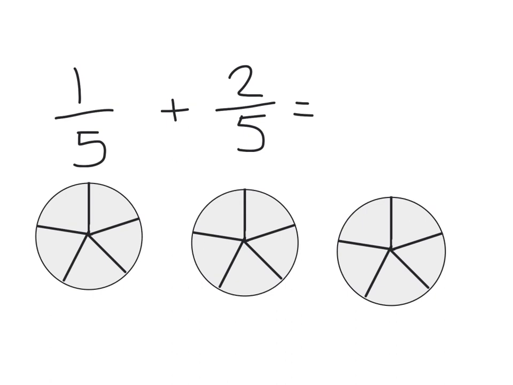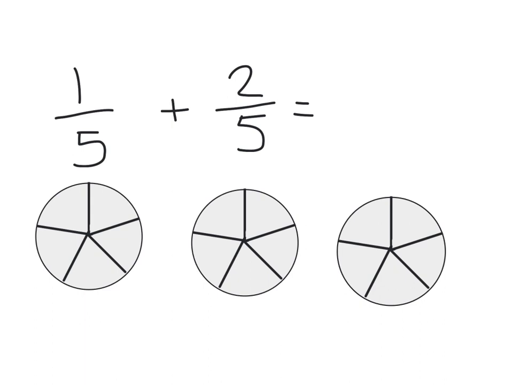In this video, we're going to be looking at adding and subtracting fractions with the same denominator. Now, the numerator is the number on top of the fraction. Denominator is the number at the bottom of the fraction. So here you can see we're adding 1/5 and 2/5.